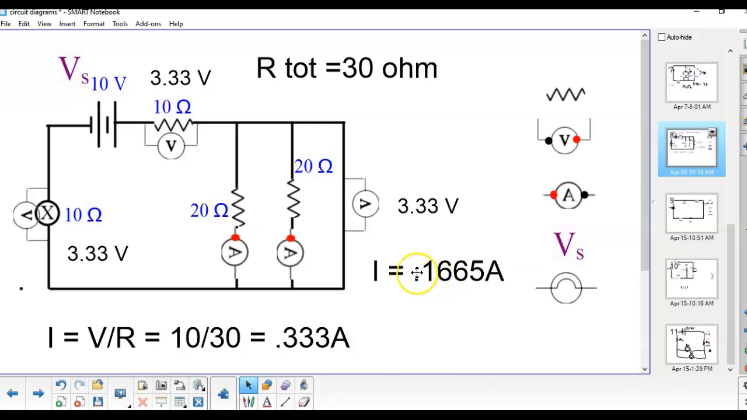Another way to do that is to say, all right, I've got 3.33 volts going through this 20 ohm resistor. Well, current, if you take 3.33 volts divided by the 20 ohm resistor, you're going to end up with 0.1665. Doing these in different ways and coming up with the same answer should give you confidence that you've done the problems correctly. I hope this was valuable.